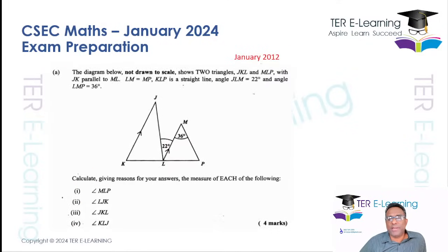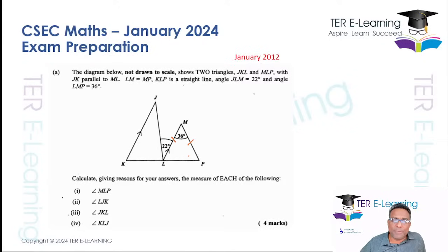Alright, so this question here is based on geometry. We have a diagram, not drawn to scale. We have 2 triangles, JKL and MLP. And they told us that JK is parallel to ML, and we can see that on the diagram based on these lines here. And they also told us that LM is equal to MP. So that means that this length is equal to that length.